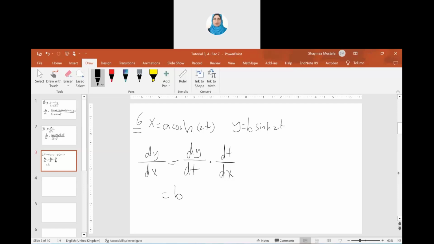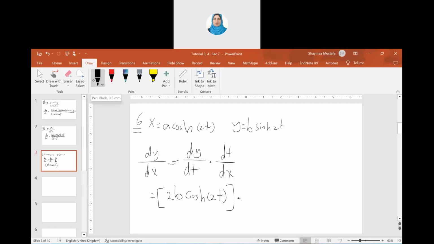The derivative of sin 2t is cos 2t times 2. Here you keep it in terms of b and a, it is okay, because you don't need to find b and a. B is a constant. Okay, this one times dt over dx. Here you need to find dx over dt first.